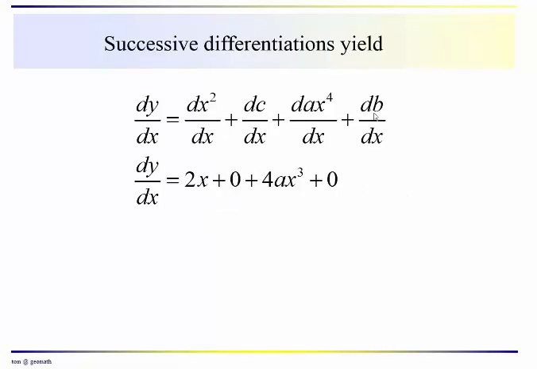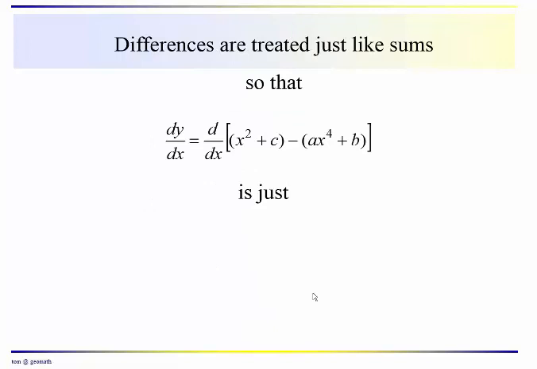So in the end, differentiating each of these terms individually, we get dy/dx equal to 2x plus 4ax cubed. These zeros, of course, remove those terms from the expression, and we end up with a derivative of 2x plus 4ax cubed. So that's basically the sum rule, and if you're dealing with differences, it really doesn't matter. Sums or differences, we just distribute the operator.